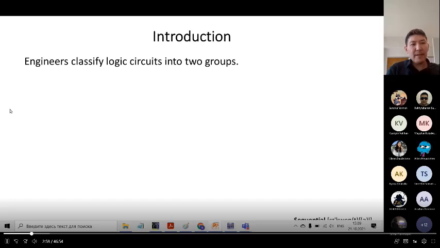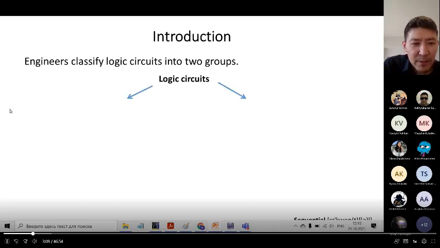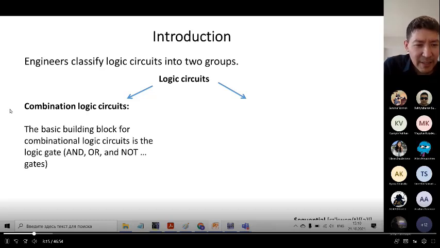Okay, so engineers in electronics classify logic circuits into 2 groups. We learned the first one already: combinational logic circuits. They are based on just logic gates such as AND, OR, and NOT gates.